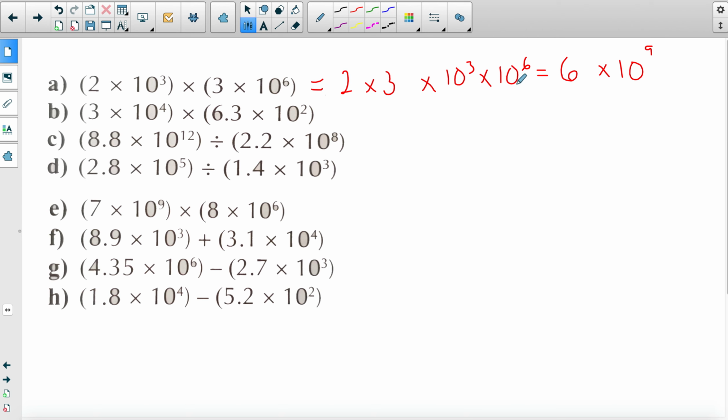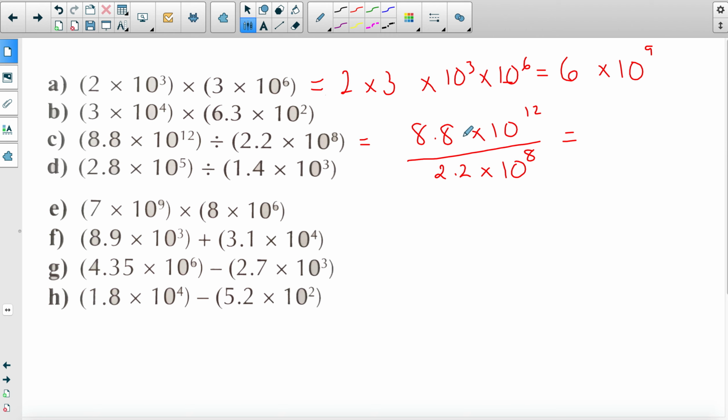You don't need to write this whole expression. You can immediately look here and go, well, it's 2 times 3, and then I need to add the powers. So you can attempt the rest of the multiplication ones. And then for division, again, it's the same idea. It's just that I'm not going to swap them around. I'm going to write them in a fraction form. Times 10 to the power of 12 divided by 2.2 times 10 to the power of 8.